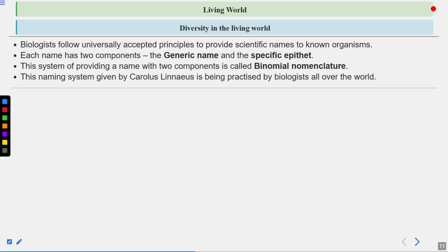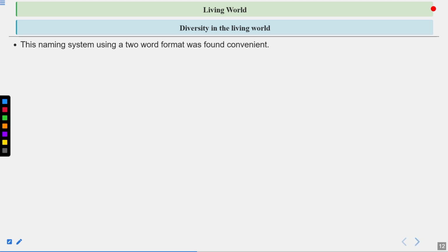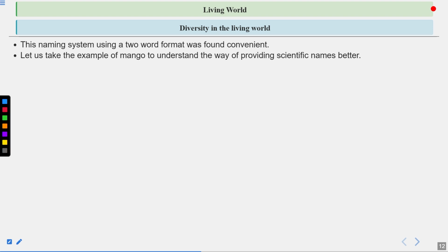Now this naming system given by Carolus Linnaeus is being practiced by biologists all over the world. So binomial nomenclature was given by Carolus Linnaeus. This naming system using a two-word format was found quite convenient. Now let us take the example of mango to understand the way of providing these scientific names better. The scientific name of mango is written as Mangifera indica.